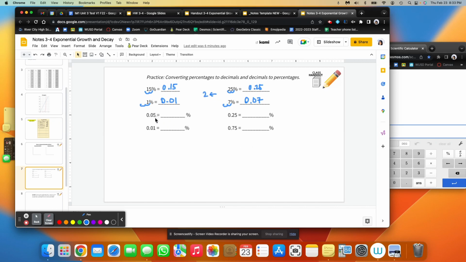Okay. If we're converting a decimal to a percent, we go in the opposite direction. So we move the decimal to the right 2 places. So this would be 5%. To the right 2 places, this would be 25%. Move the decimal over to the right 2 places, that would be 1%. And to the right 2 places, that would be 75%. So again, we can think of it as multiplying by 100. In these particular problems, we're going to be converting percentages to decimals, so we just need to know we need to move the decimal to the left 2 places.